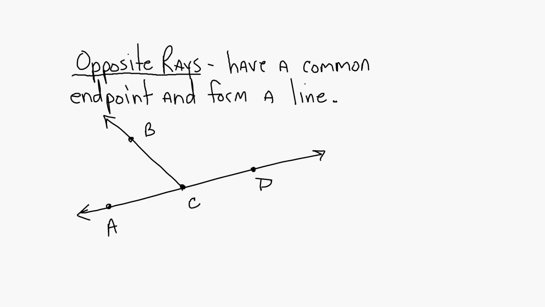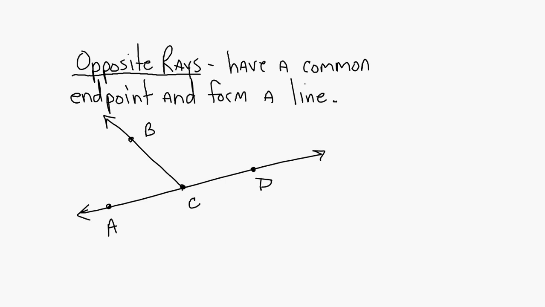Any volunteers want to give me a pair of opposite rays? BC. I need two rays that have a common endpoint and form a line. Well, remember that we name a ray with an endpoint and another point that it goes through. AC starts at A, goes through C to the right. DC starts at D, goes through C to the left. Common endpoint. Remember that a ray starts at its endpoint.